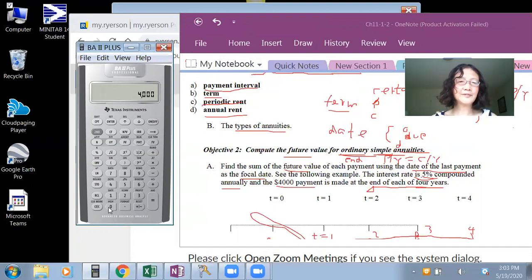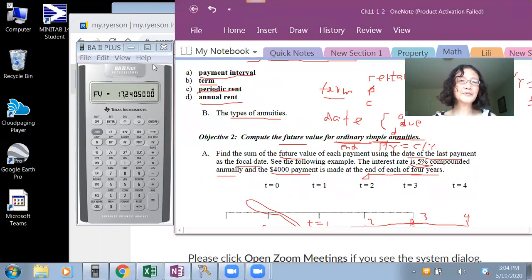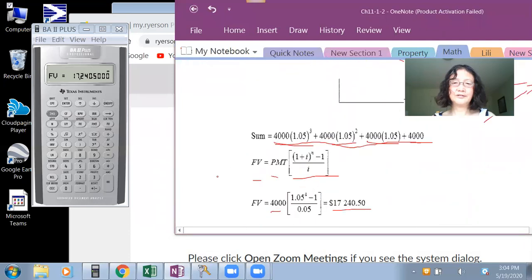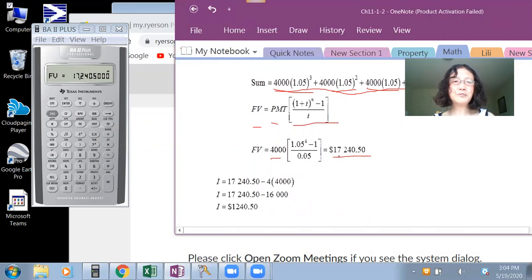The next one, PMT, is 4,000. The payment usually is a negative number, so you press plus/minus to make it negative, and then enter PMT. Lastly, you calculate the future value by pressing CPT, FV, and this is your number, exactly the same as we get from the formula. See, the calculator result matches our formula result here. So that is the calculator method.